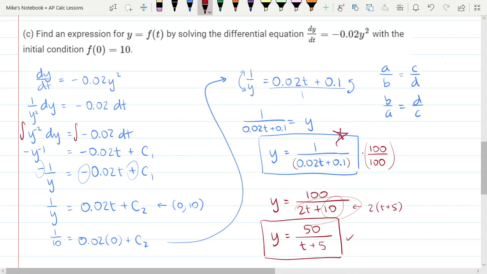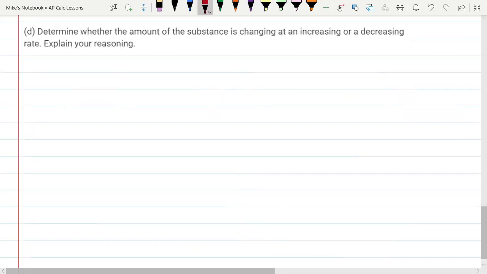All right, last part. Determine whether the amount of the substance is changing at an increasing or decreasing rate. Explain your reasoning. Now, they're asking you to describe how the amount is changing. In other words, they're asking you to describe the rate of change of the rate of change. So in other words, the second derivative. Now remember, they gave you, to start with, the first derivative.